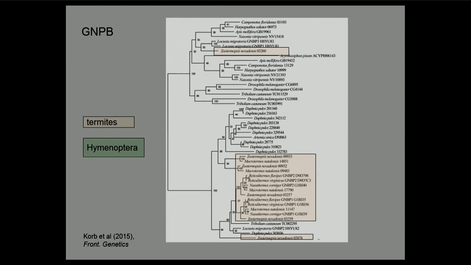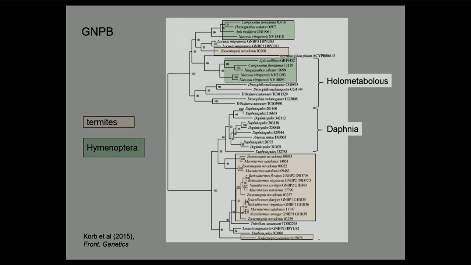And here you can see a phylogeny or a gene tree of the GMBPs. What is marked are the termites, and for comparison, here are the hymenopterans. What you can see here, or what you might already expect, is that we have an expansion in the GMBPs in the termites, or maybe in the cockroaches, but we have no cockroaches at the moment.